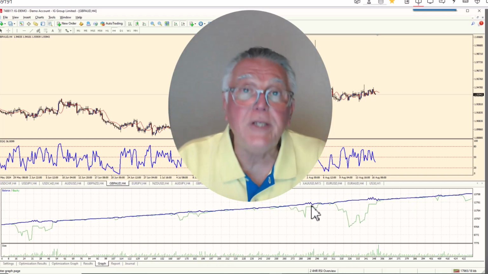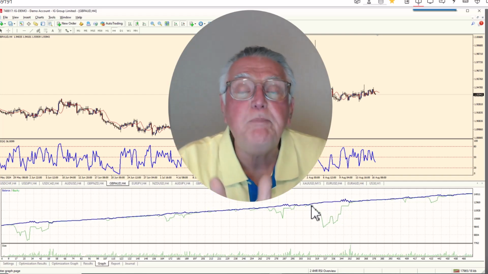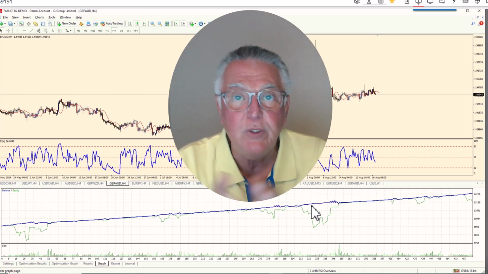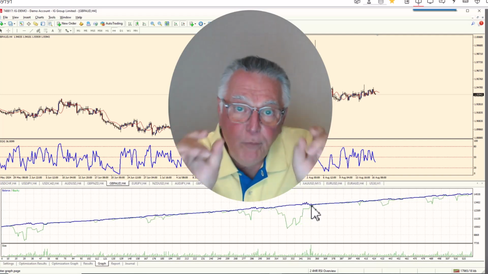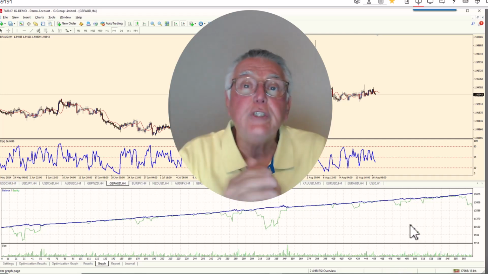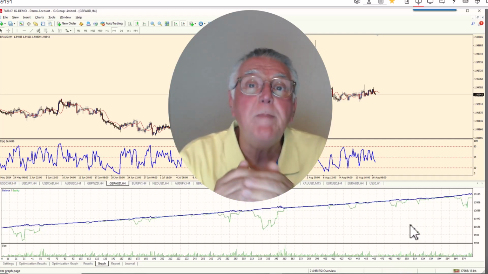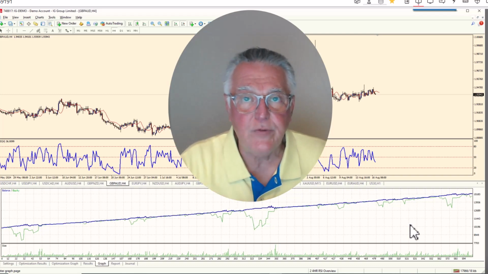And I think you're starting to get the idea here. When you get a set file, simply reduce the lot sizing to 10% of what is shown on the set file. And if you can't do that, reduce it as much as you can to the minimum lot size that your broker will allow you to use.